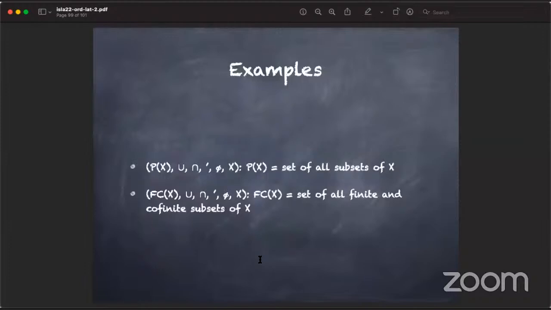Are you convinced that if you take union, intersection, complementation, it will all be inside? And of course, the empty set and X are also there, because the empty set is finite and the complement of X is empty, which is also finite. So the empty set and X are there, and they're automatically the bottom and the top elements, and we have closure under union and intersection.